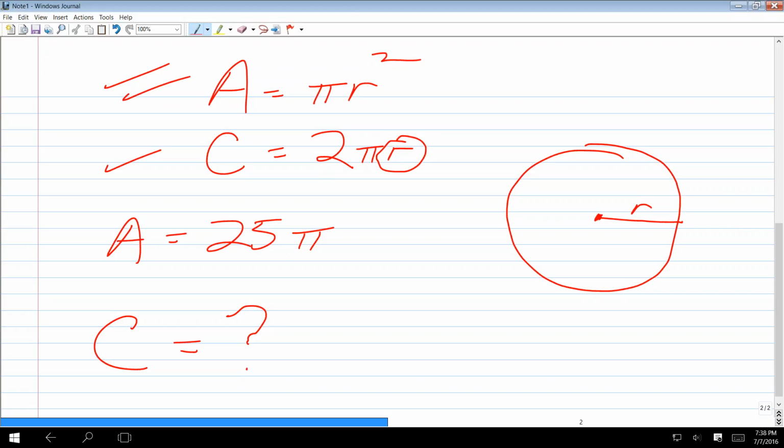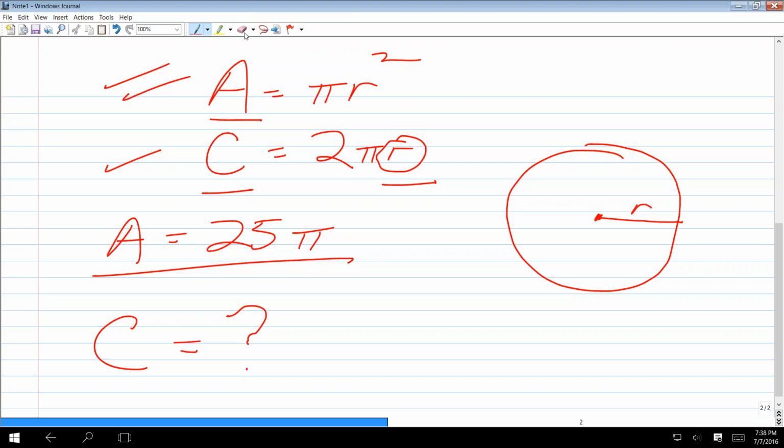The three variables in circles are area, circumference, and radius. If you know the radius, you're going to know both the area and the circumference. So in this problem, they give you the area, which is going to allow you to solve for the radius. What's the radius if the area is 25 pi? 5 squared. What's the radius? That's the radius squared. Would it just be 5 pi then? Just 5.